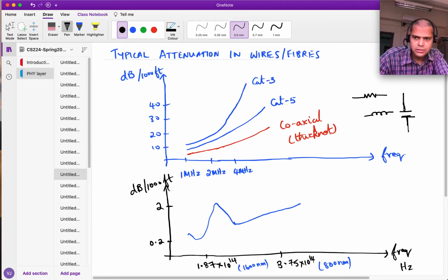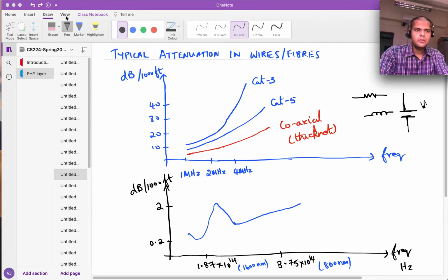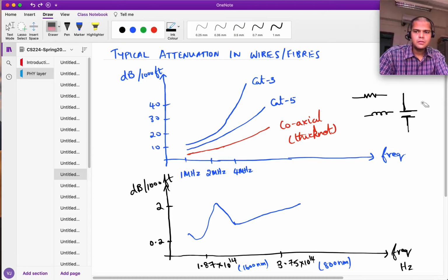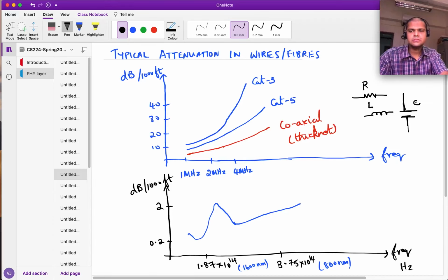So this is the capacitance. So we would want to model our wire in terms of resistances, inductances, and capacitances. Right? And you would know from your physics that resistance, of course, doesn't have anything to do with the frequency of the signal, but the inductances and capacitances do. Right? So that gives you some intuition that if you have a higher frequency, you might see more attenuation.